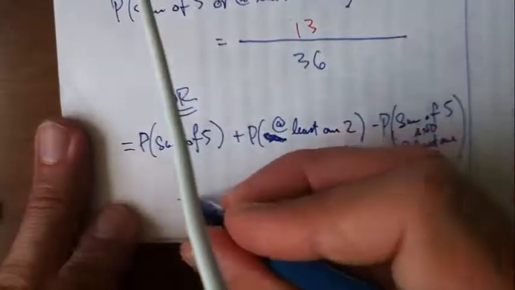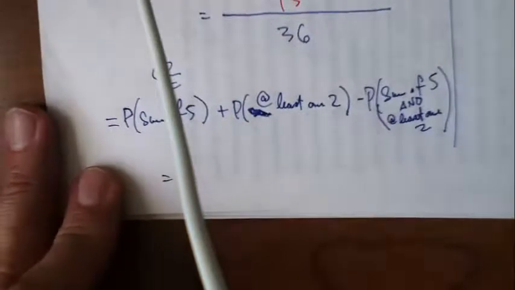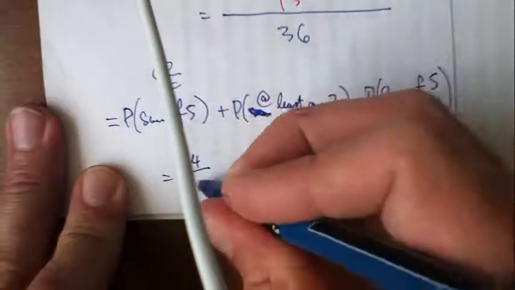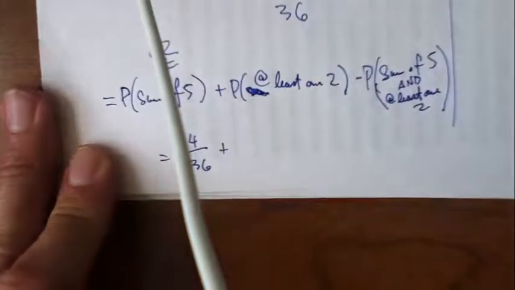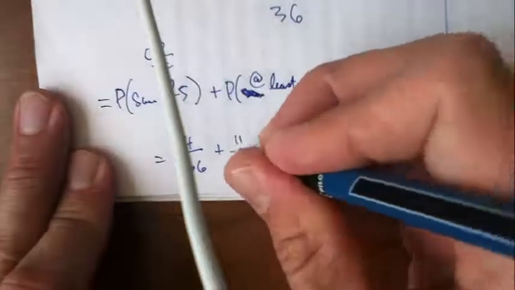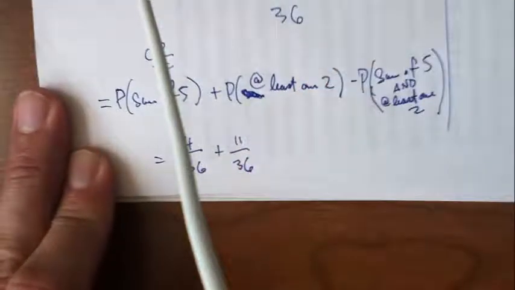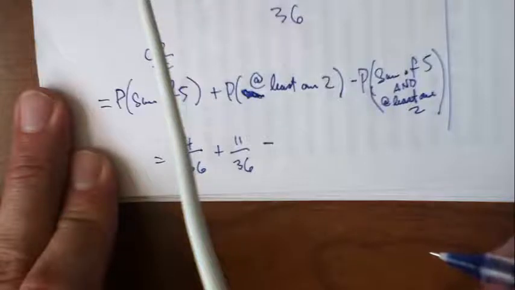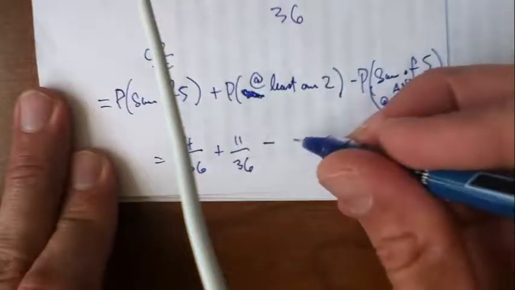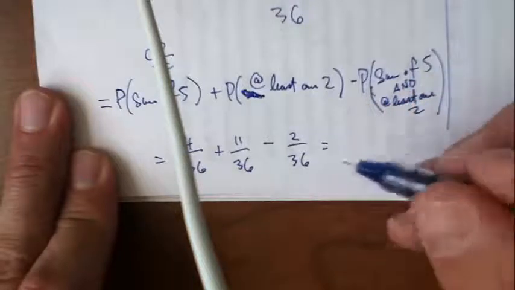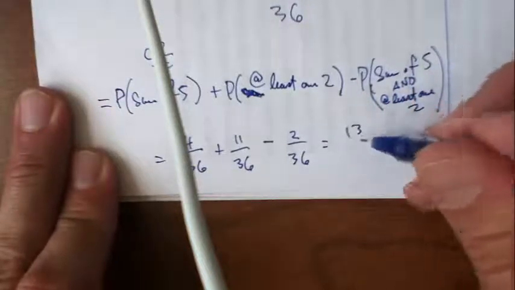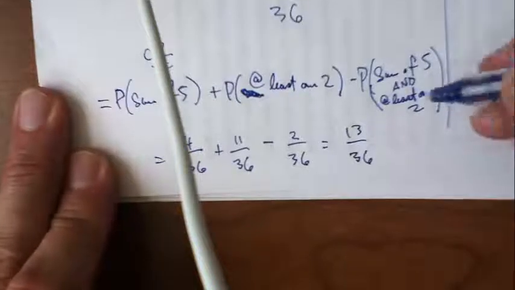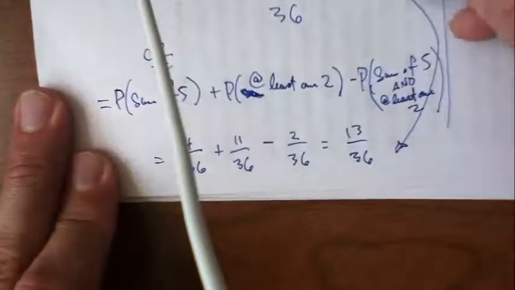Okay? So now what's the chance that I get a sum of 5? That's 4 out of 36. Plus, what's the chance that I get at least 1, 2? That's 1, 2, 3, 4, 5, 6, 7, 8, 9, 10, 11, so 11 out of 36. Minus, what's the chance that I get a sum of 5 and at least 1, 2? That's 2 out of 36. So that comes out to be 13 out of 36. How about that? These are the same. Two different methods, but you get the same thing.